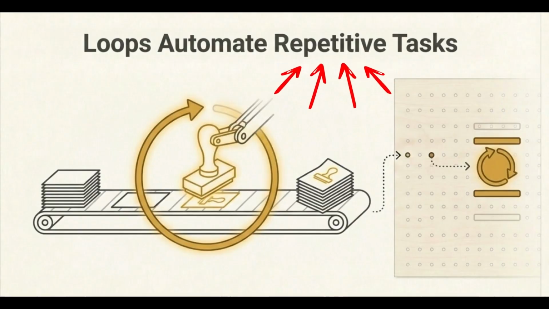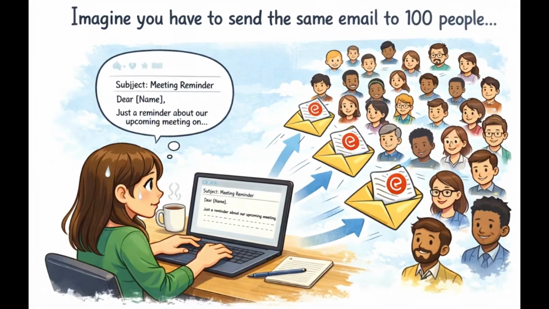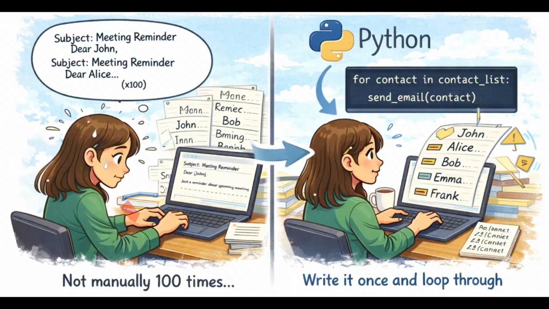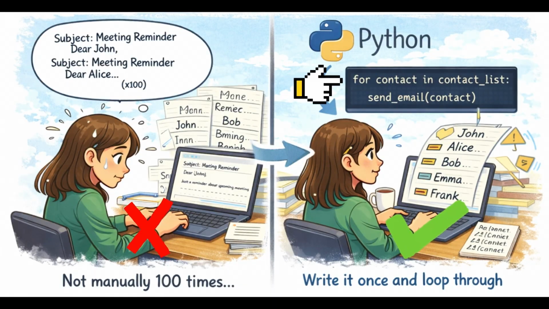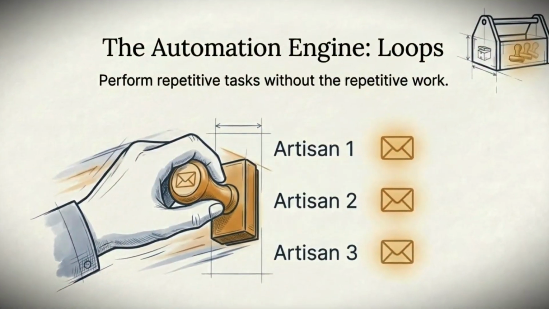Loops are repetitive tasks. Imagine you have to send the same email to 100 people. You wouldn't write it 100 times manually, right? You'd write it once and loop through your contact list. That's what loops do in programming.